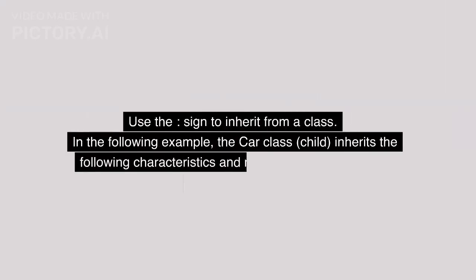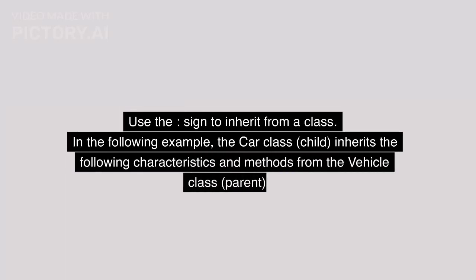In the following example, the Car class (child) inherits the attributes and methods from the Vehicle class (parent).